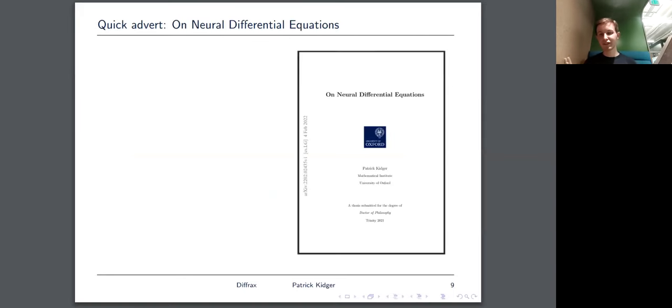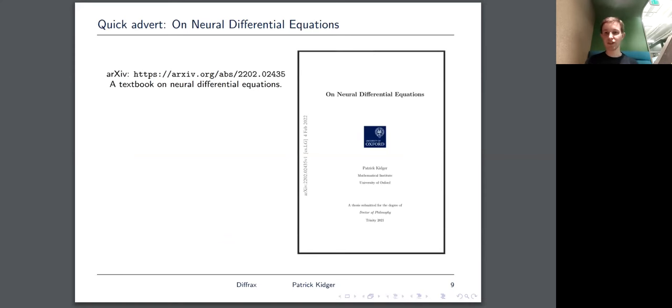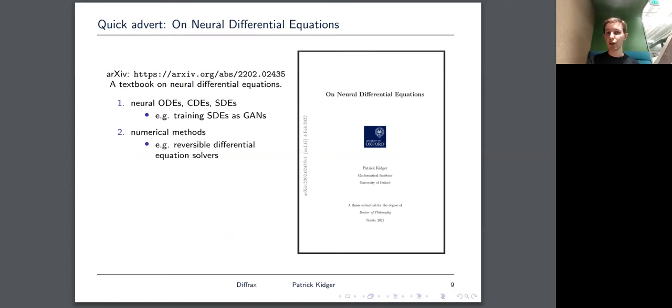On neural differential equations. As my very first slide said, I am recently ex-University of Oxford, recently now Google X. And in particular, this means that, as with many people, I wrote a PhD thesis. And this PhD thesis is meant to be a textbook on neural differential equations. So if you find yourself just needing a reference text, you know, just go and point your new student at this paragraph or that section or whatever, then maybe this is helpful to you. So we cover neural ODEs, SDEs, CDEs, and so on, and it includes new material, for example, on training SDEs as GANs. Numerical methods, obviously, this is the thing I've been talking about today.